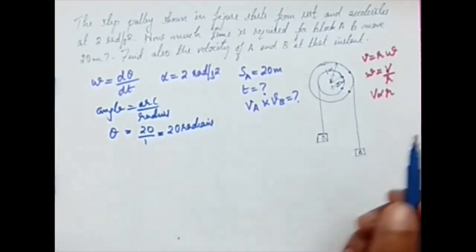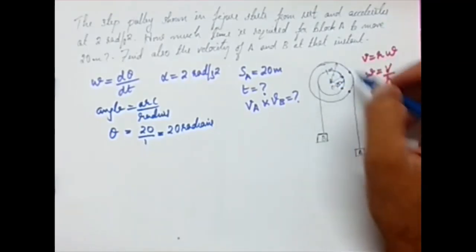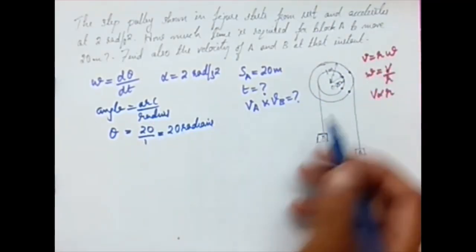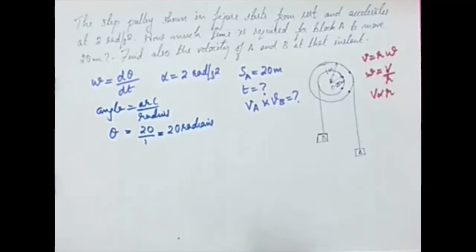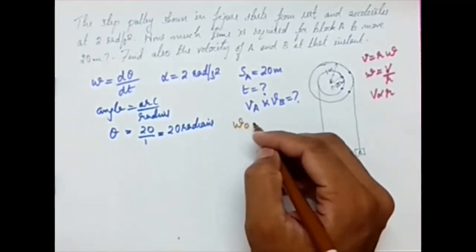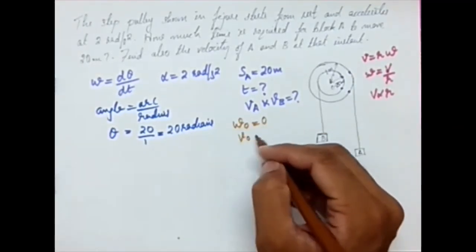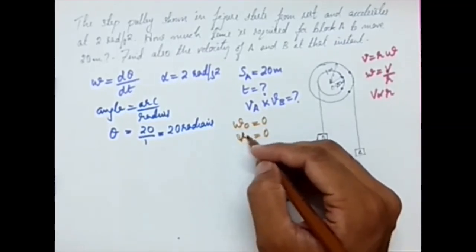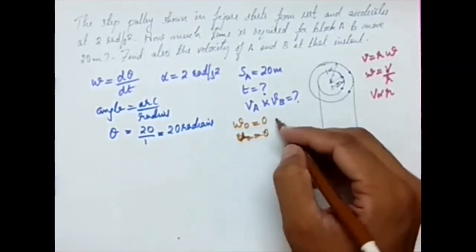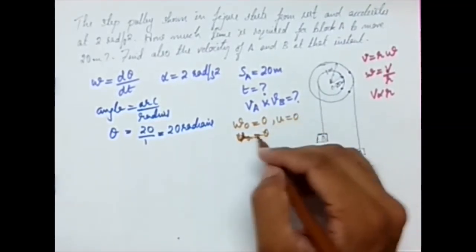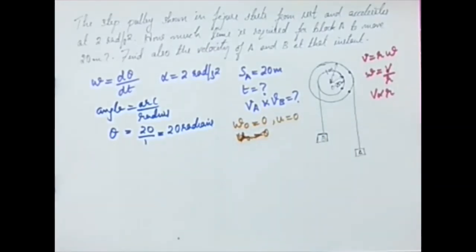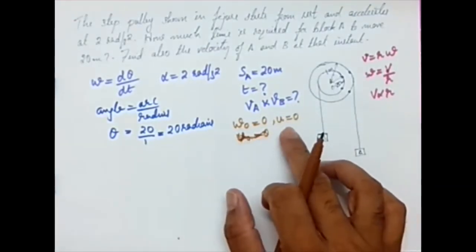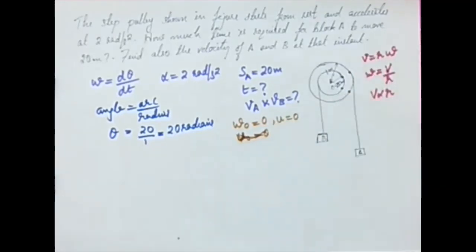And what about the initial condition? Initially the object is at rest, which means that in the problem it is given that omega naught equals 0, u equals 0. These are the two conditions given in the problem. Initial angular velocity and initial linear velocity are 0 for the system.